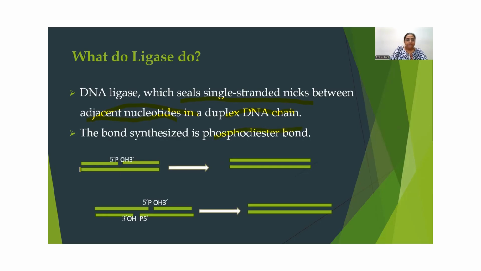Now you can see here a double-stranded DNA, and in this double-stranded DNA there is a nick. This nick is going to be sealed by the DNA ligases. Here at the 5 prime end there is a phosphate, and at the 3 prime end there is OH. It means that ligases can only seal nicks having a 5 prime phosphate and a 3 prime OH. If it is inverse, it is not going to seal the nick.